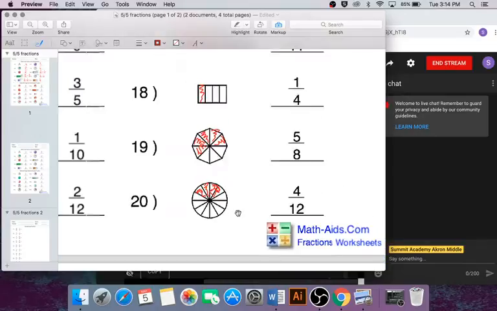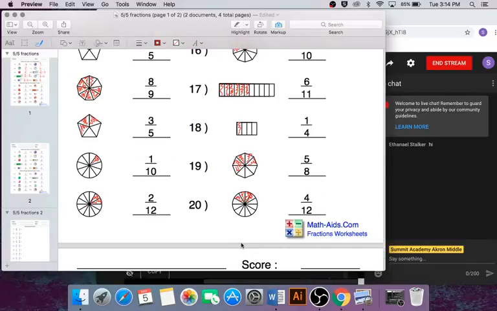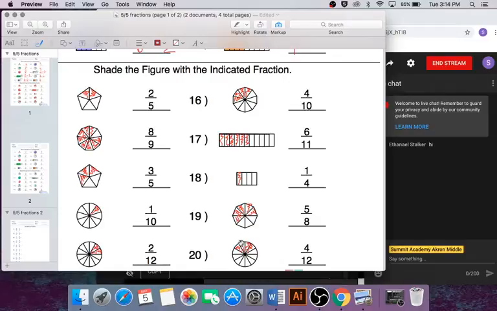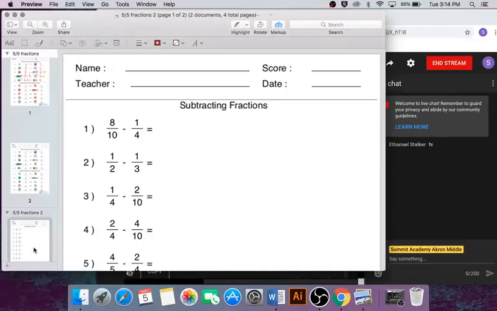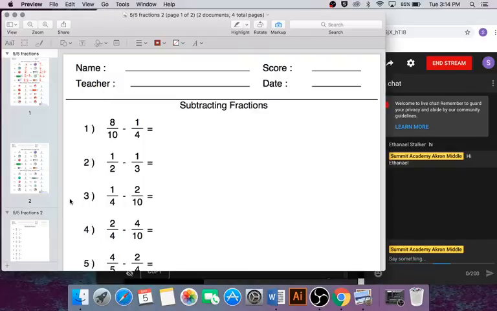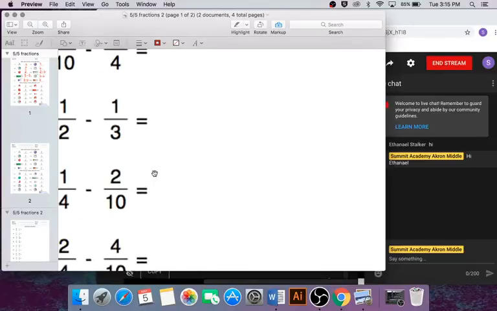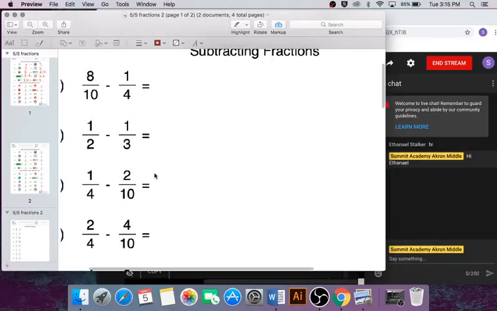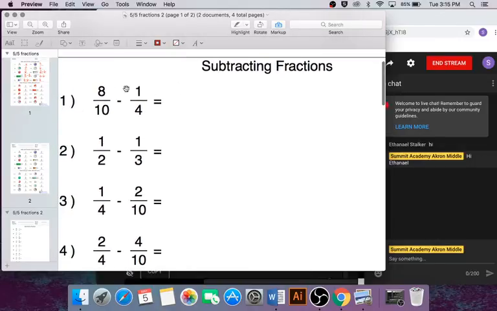Okay. So that is the end of our first page. Now we're going to move on to subtracting fractions with unlike denominators. Okay, so our first one, we need to put them over the same denominator.